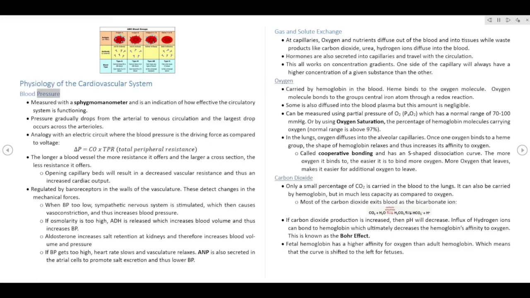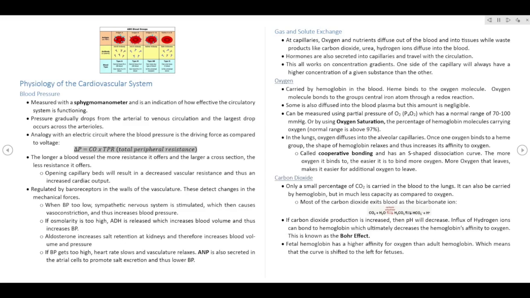Blood pressure. Measured with a sphygmomanometer and is an indication of how effective the circulatory system is functioning. Pressure gradually drops from the arterial to venous circulation and the largest drop occurs across the arterioles. Analogy with an electric circuit where the blood pressure is the driving force as compared to voltage. Delta P equals CO x TPR (total peripheral resistance).